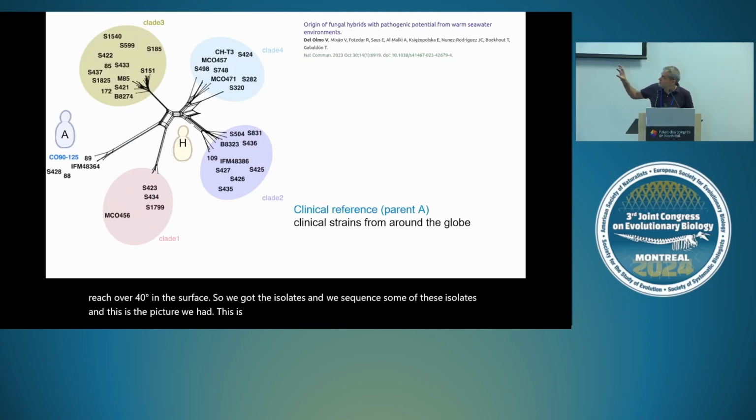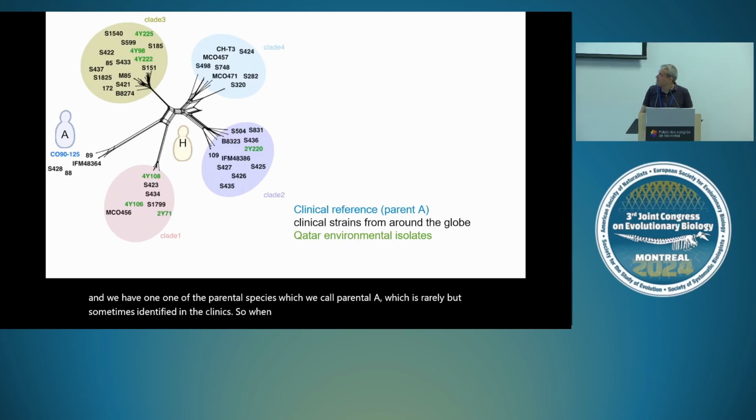This is for Orthopsilosis. As I said, we have at least 4 different hybrid clades, and we have one of the parental species, which we call parental A, which is rarely but sometimes identified in the clinics. So when we overlay the isolates from the environment in Qatar, we found that they belong to at least 3 different hybrid clades. So the 3 hybrid clades are there in the environment, and they are also intermingled with the clinical strains, suggesting there is a transmission from the environment to the clinic. So the clinical isolates do not form an isolated clade.